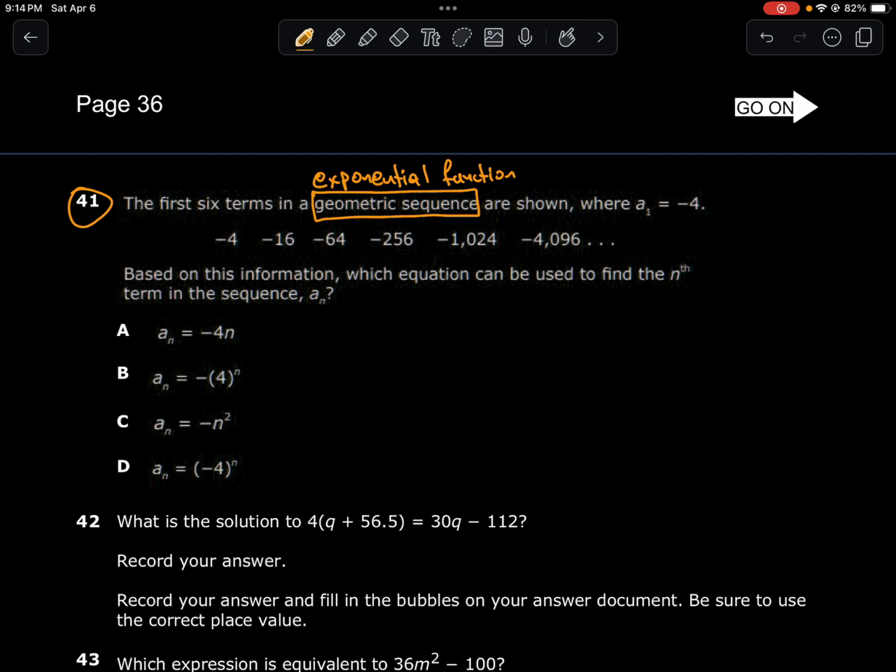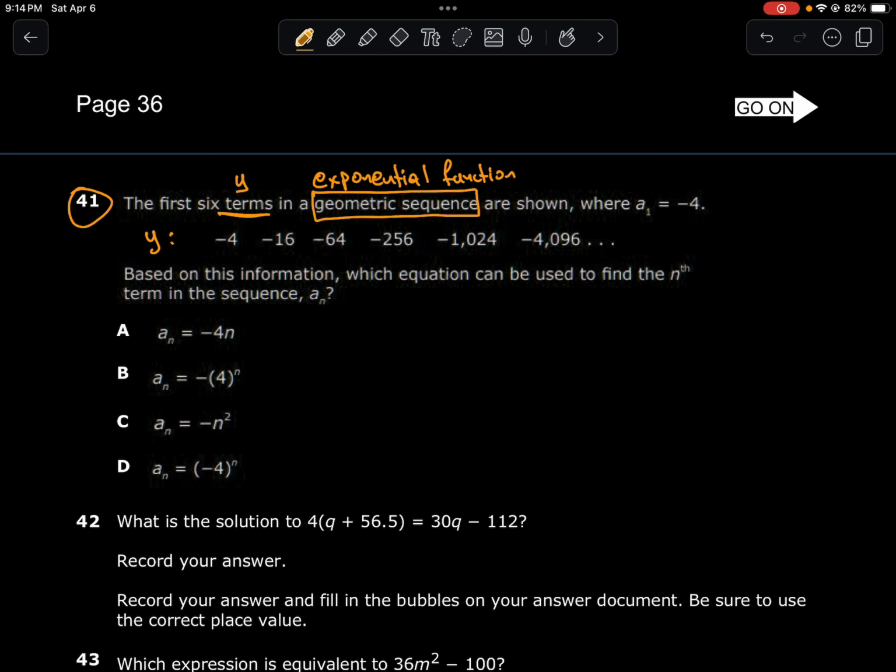Okay, they are shown where a1 is negative 4, and then it's giving me a bunch of values. What are those values? Those are going to be the y's. The terms of a geometric sequence, when it says terms, those are the y's. Okay, based on this information, which equation can be used to find the nth term of the sequence an?